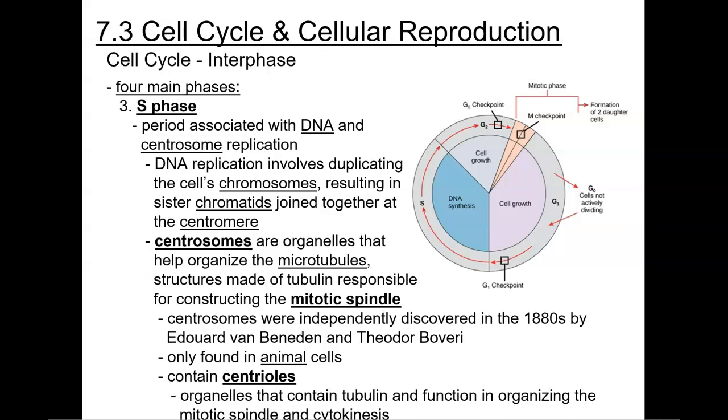Centrosomes were independently discovered in the 1880s by Edouard van Beneden and Theodor Boveri. They're only going to be found in animals. So when we looked in lab at animal cells and plant cells, you saw that you had a centrosome and centrioles that are going to be within that centrosome. Those are what are going to help these cells divide and help these chromosomes migrate to the poles, which are going to form the new cells. So centrioles are going to be the organelles that contain tubulin and function in organizing the mitotic spindle and help with the cytokinesis.